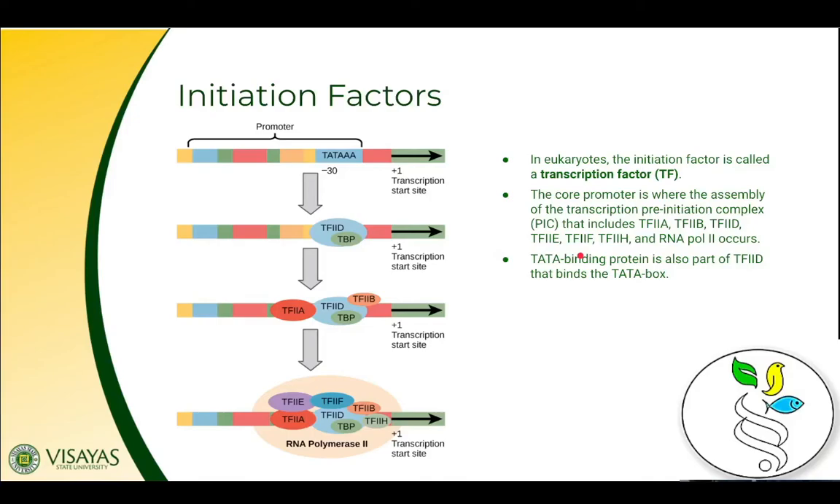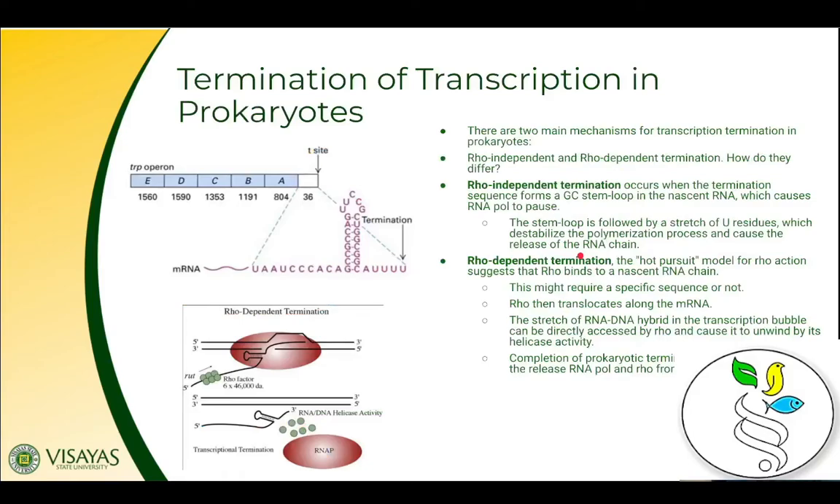Okay. So during termination, we know that there are termination sites in a gene. In prokaryotes, there are two main mechanisms for transcription termination: the rho independent and the rho dependent termination. So how do they differ? Rho independent termination occurs when the termination sequence forms a stem loop in the nascent RNA, which causes RNA polymerase to pause. The stem loop is followed by a stretch of uridine or uracil residues, which destabilizes the polymerization process and causes the release of the RNA chain. So this is what we call rho independent termination.